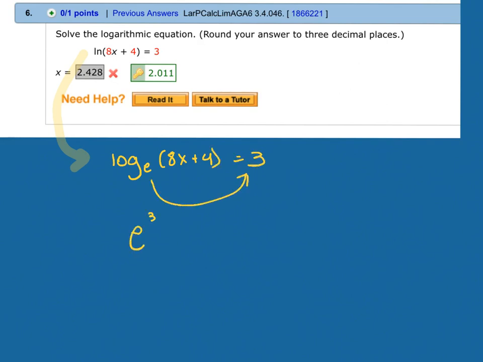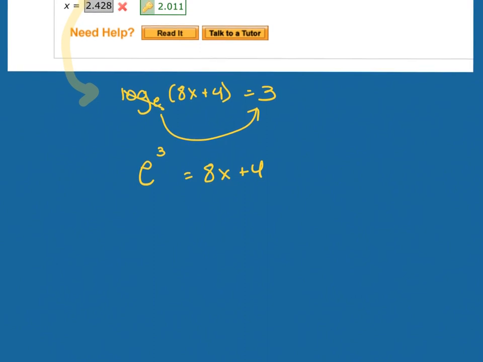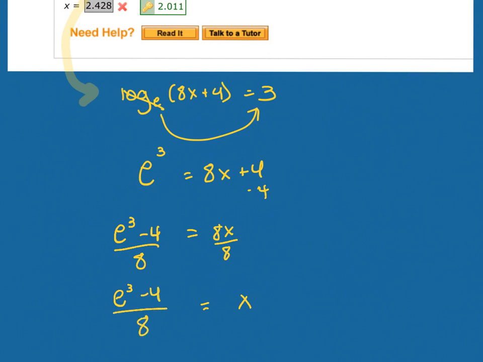So e comes over, picks up the 3, drops off, leaving 8x plus 4. Now without a calculator, I can keep going. I could subtract the 4. So I would do e to the third minus 4 equals 8x. And then divide by 8. And I get x equals e to the third minus 4 over 8. Without a calculator, that's as far as you go. But with a calculator, you keep going.